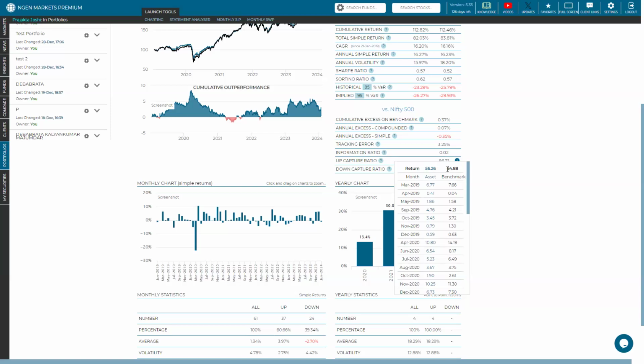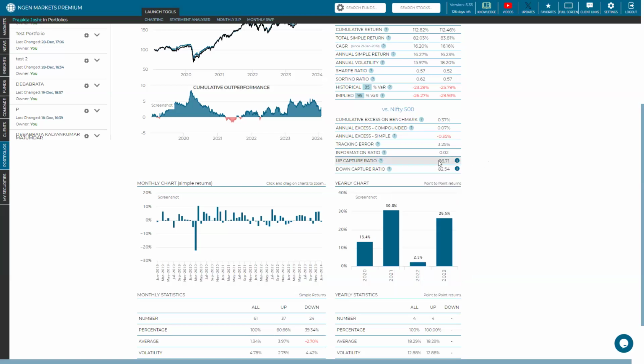So my benchmark gave a positive 64% cumulative in a bull run. On the other hand, my portfolio only caught up 56% at the same time. So what I can interpret from this ratio of 86 that you can see here is, if my benchmark goes up by 100, my portfolio is going to go up only by 86. So this is what up capture ratio will tell you. It is but obvious that a higher up capture ratio would be more desirable for any particular client. If it is beating the benchmark in a bull run, then that's definitely desirable.